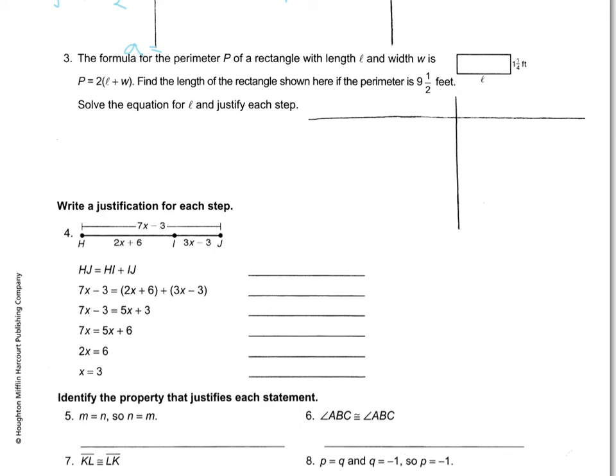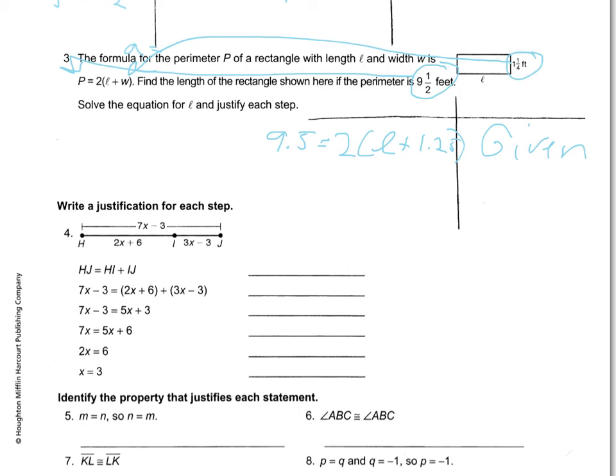3 is tricky because what you're going to need to do first is the perimeter is 9.5, so you're going to replace the P with 9.5, and then 1 1/4 is the width, so you're going to replace the W with that. So you're going to start with the equation 9.5 equals 2 times the length plus width, which was 1 1/4, which is 1.25. So that's kind of your first statement, which is given, and then you'll solve the rest of it just like we did on 1 and 2.